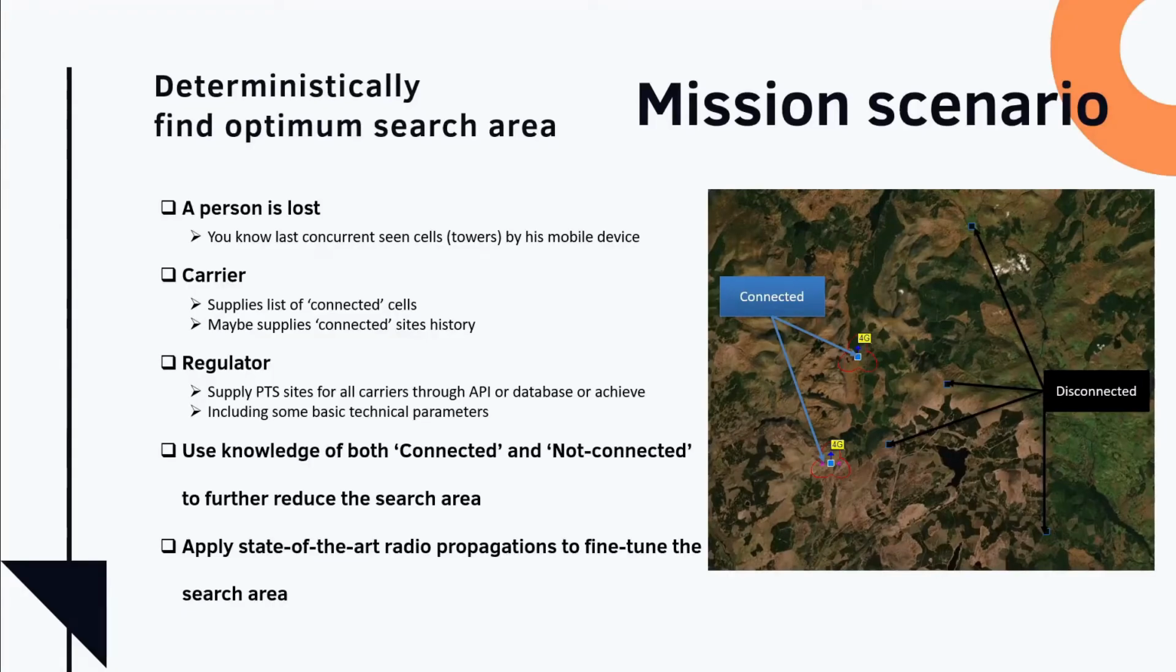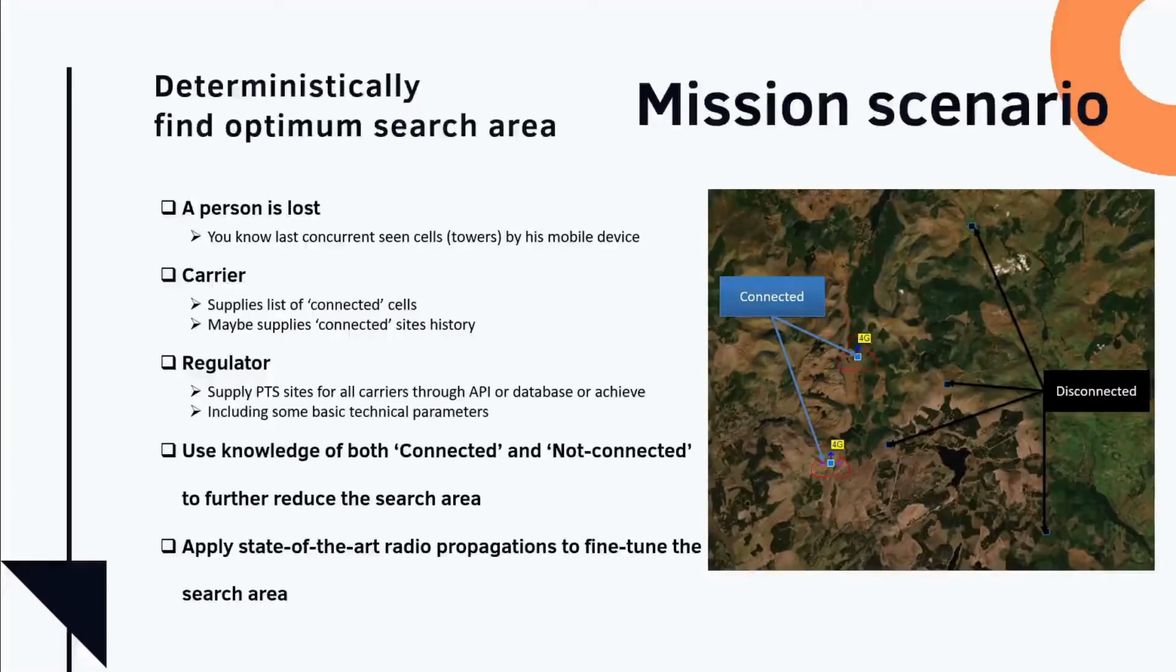So the scenario I have before me is there's a person lost. It's a missing person, and all you know is the last concurrently seen towers or cells. The carriers, for example, advise what is the cell ID of the last connected base stations. This information is going to come very handy, of course, to do the analysis and then establish the search area.